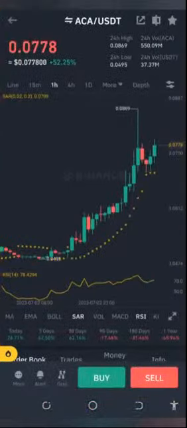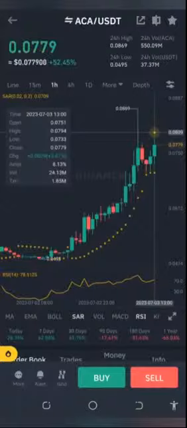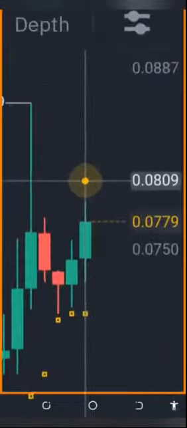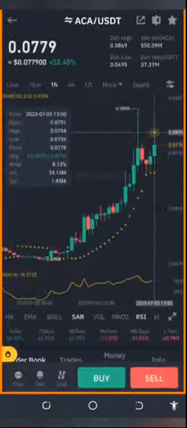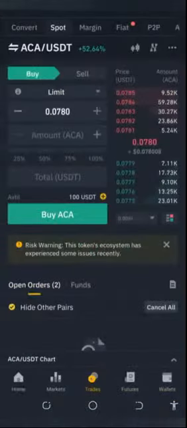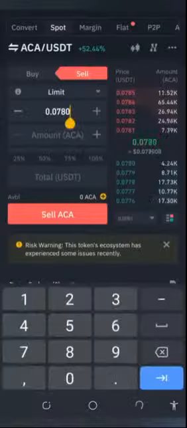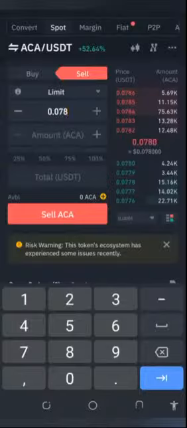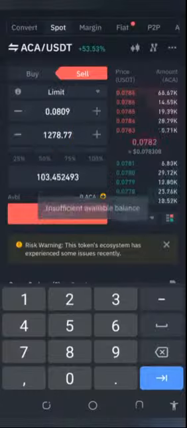Okay, let's not be that outrageous, but maybe somewhere on top of here, right? So let's see what that gives us. Okay, 0809. All right, let's get into it. So we put in the sell, and then we put in 0809. Is that 809? 0.0809. All right, so let's put that there.